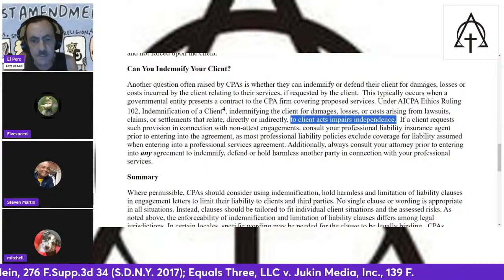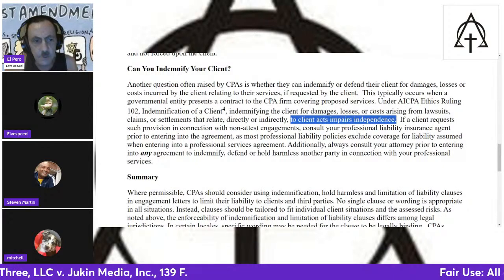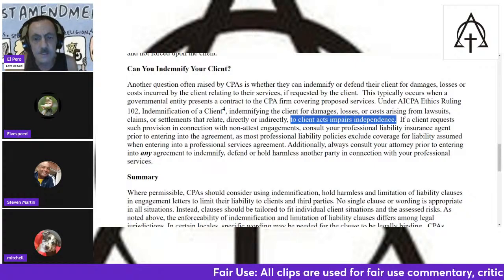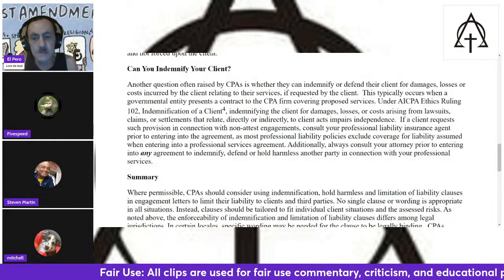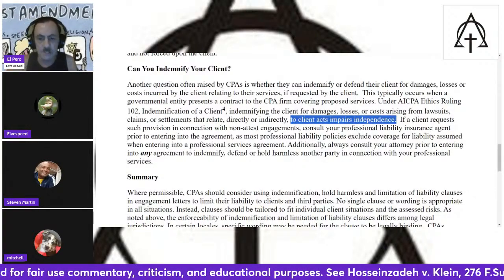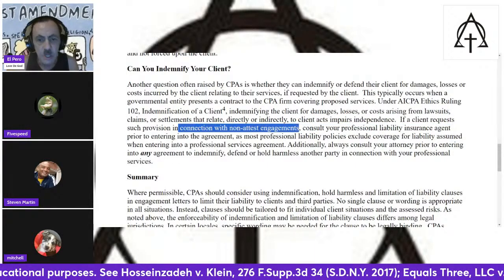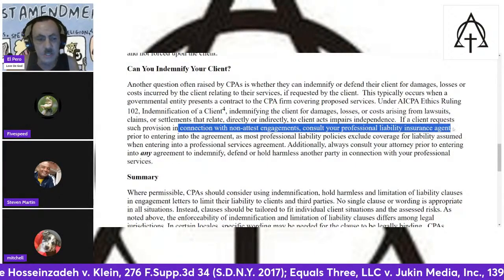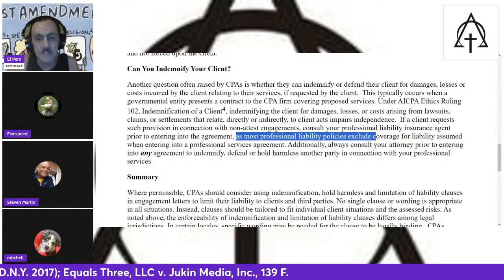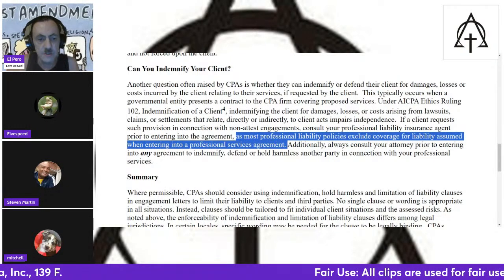Indemnifying the client for damages, losses, or costs arising from lawsuits, claims, or settlements that relate directly or indirectly to clients' acts impairs independence. So they're saying the indemnification is going to impair their independence. If a client requests such provision in connection with non-attest engagements, consult your professional liability insurance agent prior to entering into agreement, as most professional liability policies exclude coverage for liability assumed when entering into a professional services agreement.